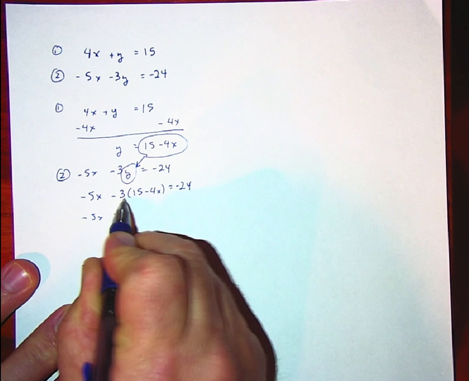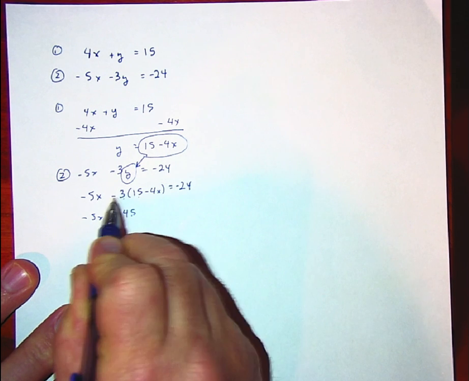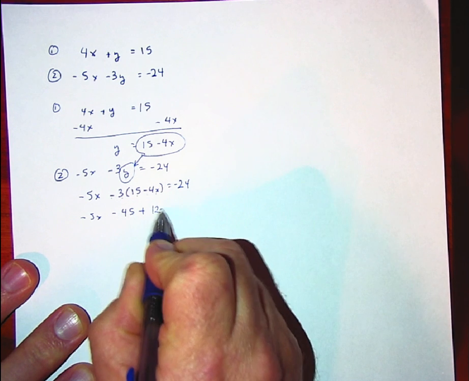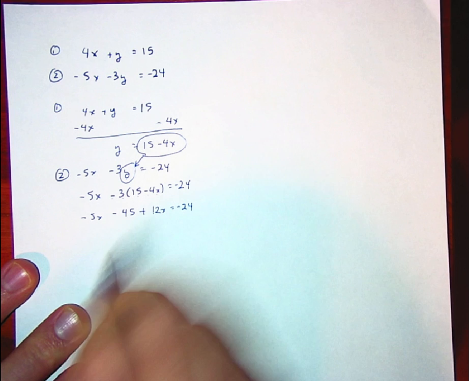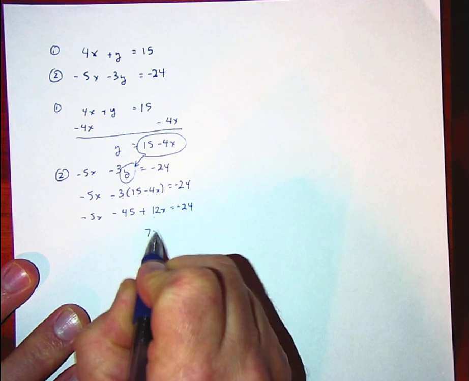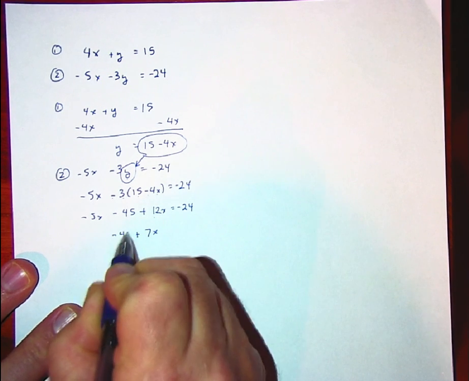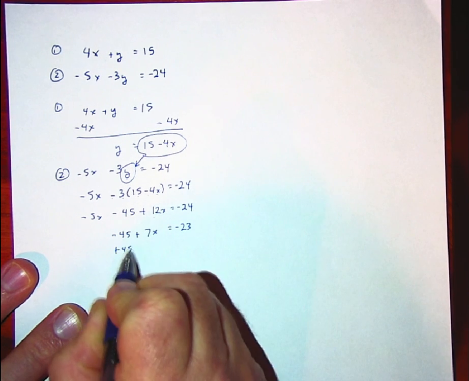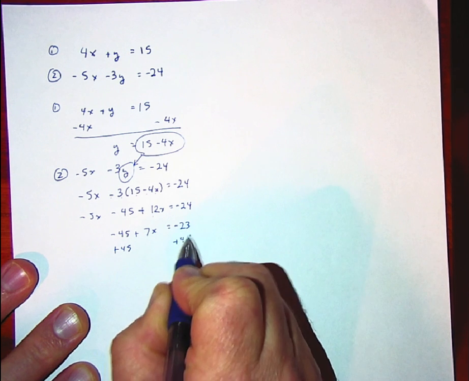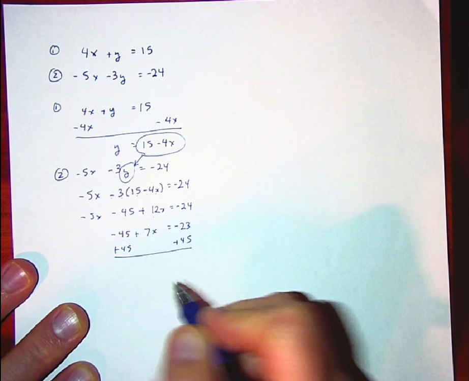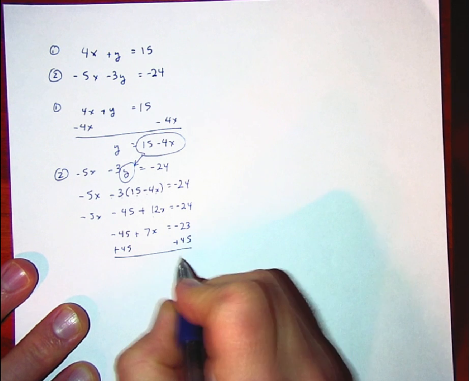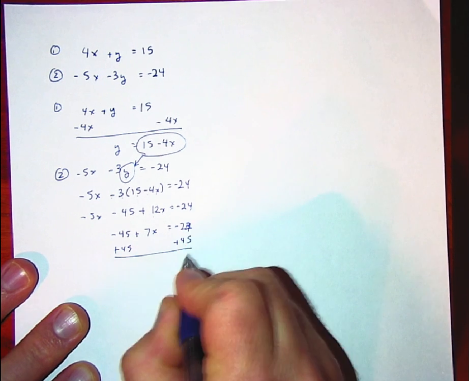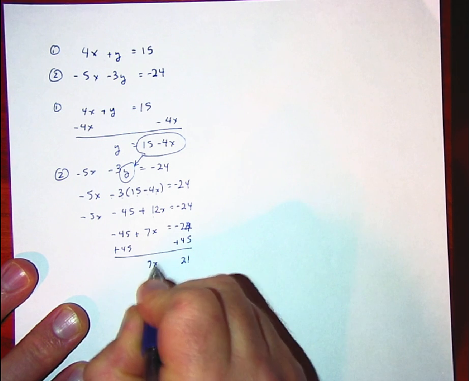-5x minus 3 times 15 is 45. And I have a minus times a minus, which makes this a plus. 3 times 4x is 12x, is equal to -24. Combine like terms. I get 7x minus 45 is equal to -24. And I'll add 45 to both sides of the equation to do the inverse operation to try to get the x by itself. Here I have 21. 7x is equal to 21.